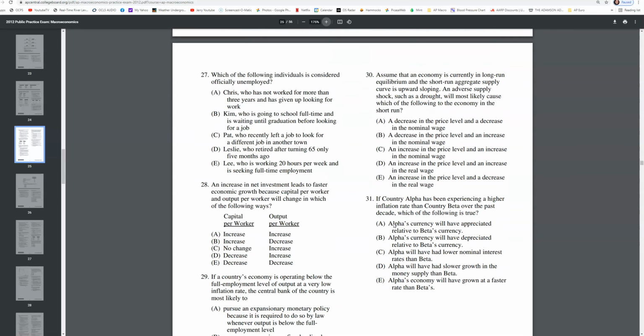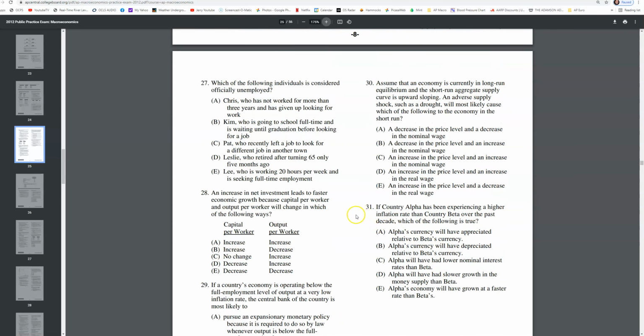30, let's see, assume the economy is currently in long-run equilibrium and short-run aggregate supply is upward sloping, just like I always draw it. An adverse supply shock, such as a drought, will most likely cause which of the following to happen in the short run? And so what happens is the best answer here is E. That is going to be a decrease in supply, which is a shift to the left, which leads to stagflation, which means inflation is going up and also unemployment is going up.